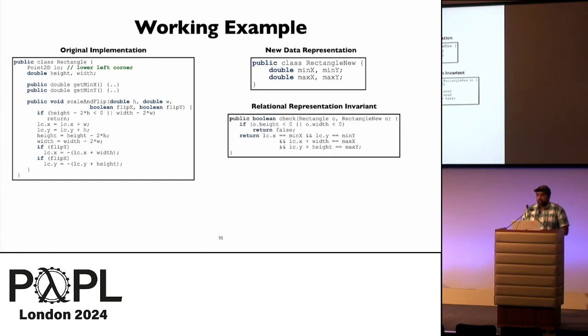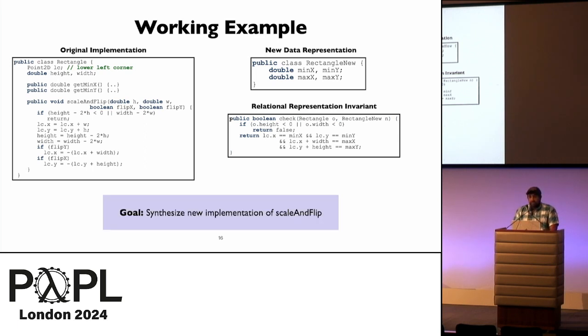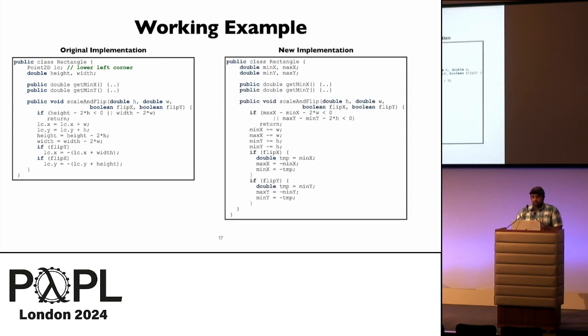We're also given the following relational representation invariant, which says what you would expect: that max x minus min x is equal to the width, and max y minus min y is equal to the height. Now we will show how we synthesize the following new implementation on the right.